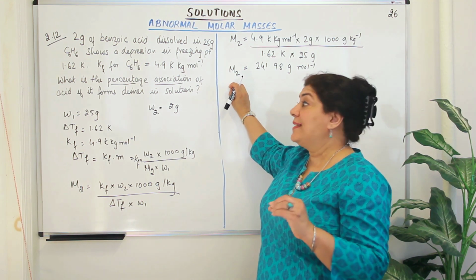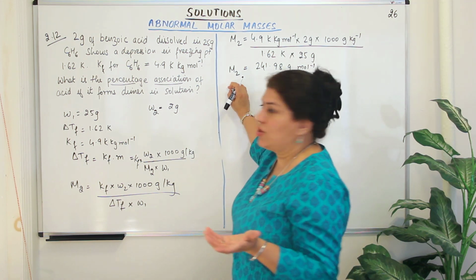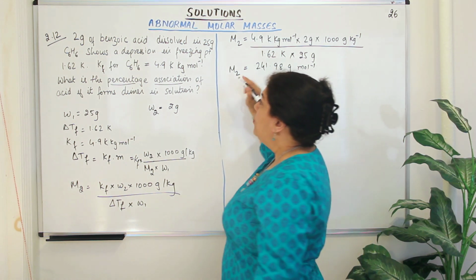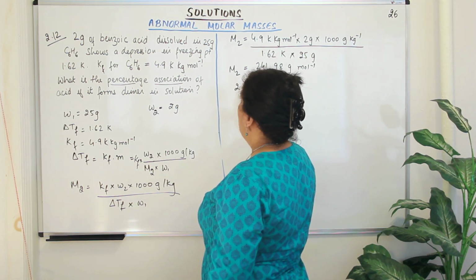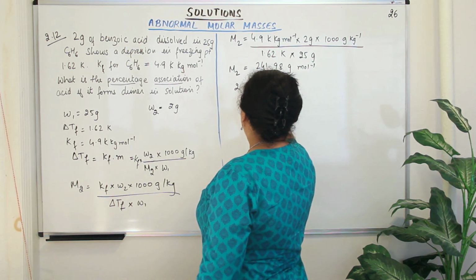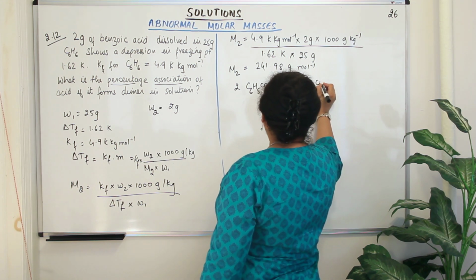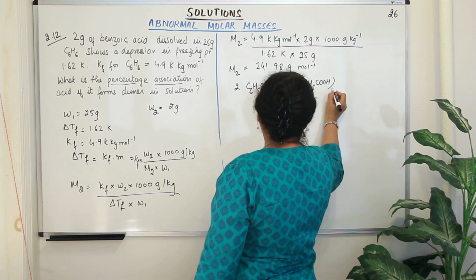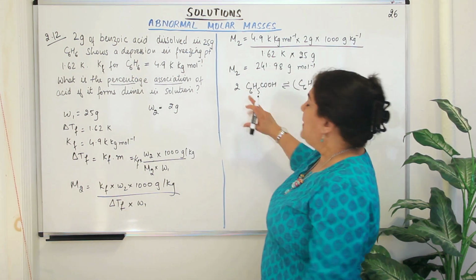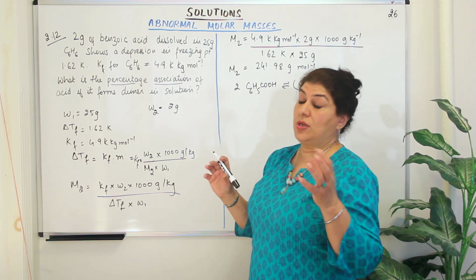After knowing the molar mass, in order to really know the percentage association, what is it that is happening to the solute? You had, let us say, 2 moles of benzoic acid, that is C6H5COOH. It dimerizes to give you (C6H5COOH) whole twice, right? But in your final solution, what do you have? Let us assume that X amount of it dissociated, or rather associated.